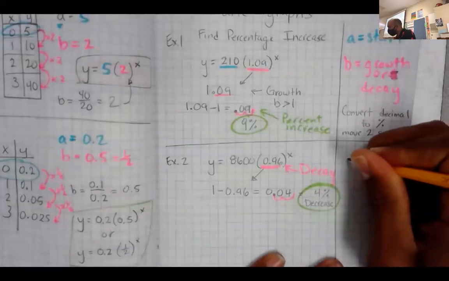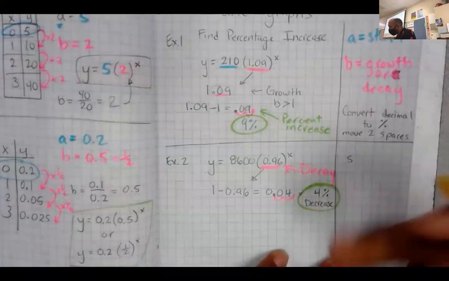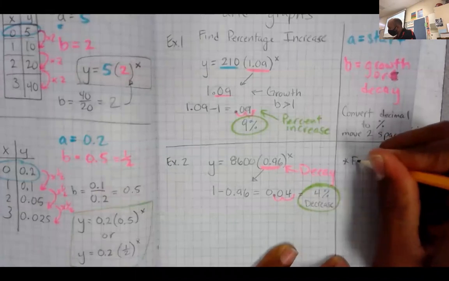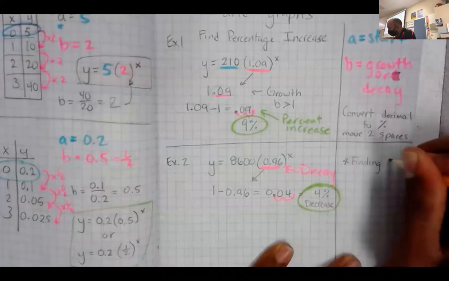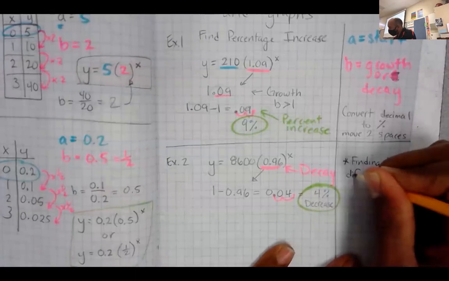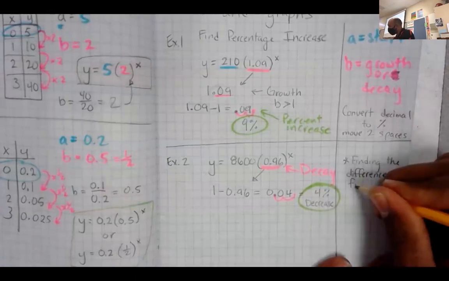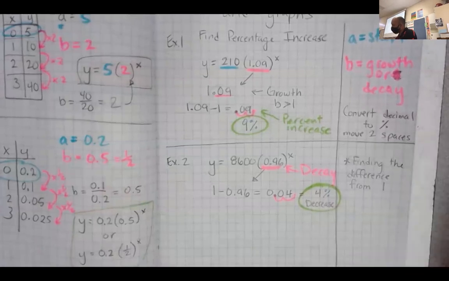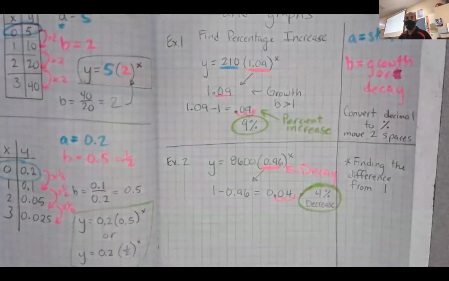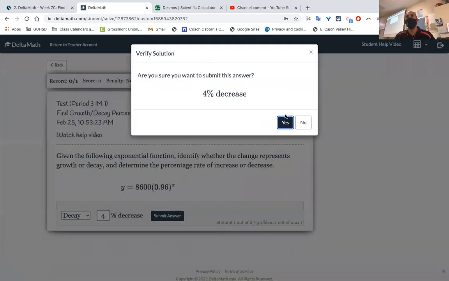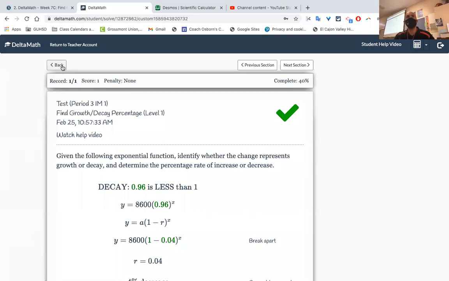Okay, actually, let me not say subtracting. We're finding the difference from 1. So for the B value, we're trying to figure out the difference from 1. Okay, so we'll put in our 4%. Okay, get that right. All right, we're good there.